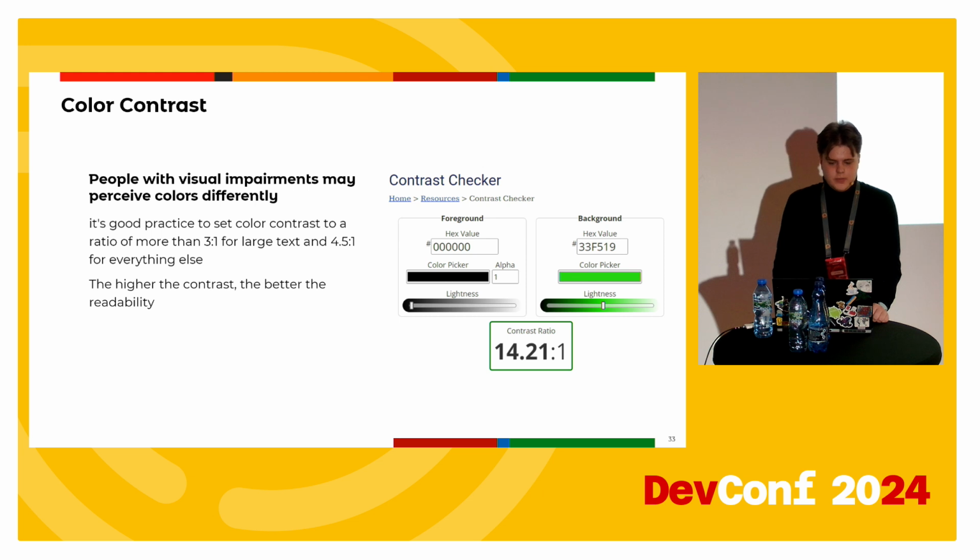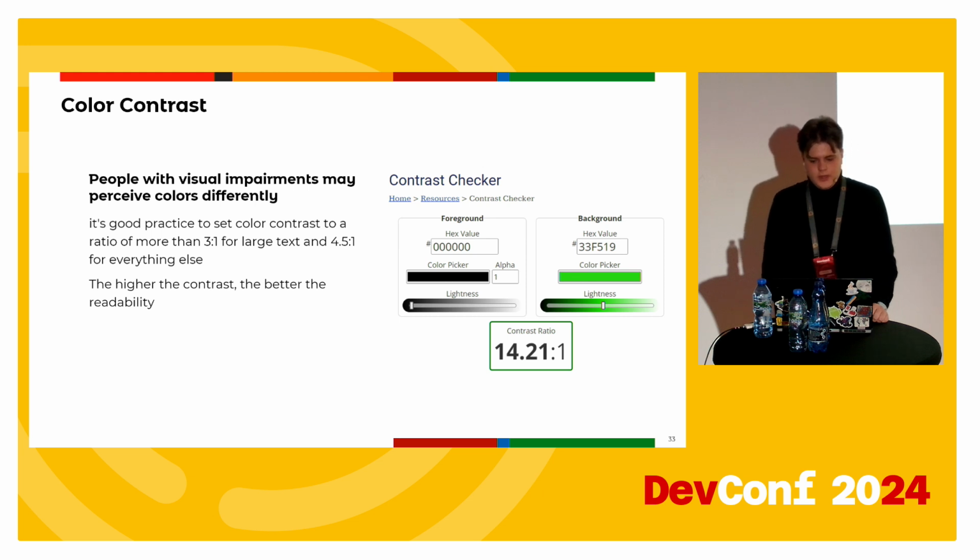People with visual impairments may perceive colors differently. It's a good idea to make sure that all elements on the screen are clearly distinguishable from each other, and there is a color contrast. It's good practice to set color contrast on overlapping components to a ratio of at least 3:1 for large text and 4.5:1 for everything else. You can check the color contrast between colors at WebAIM. The higher the contrast, the better the readability.